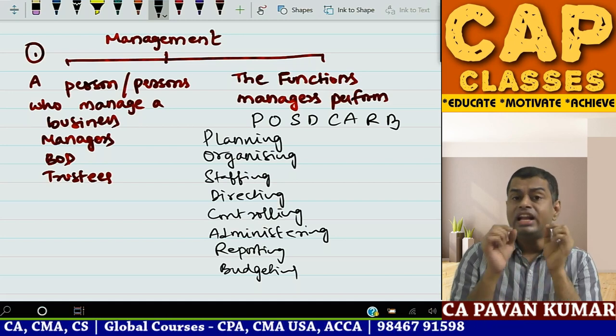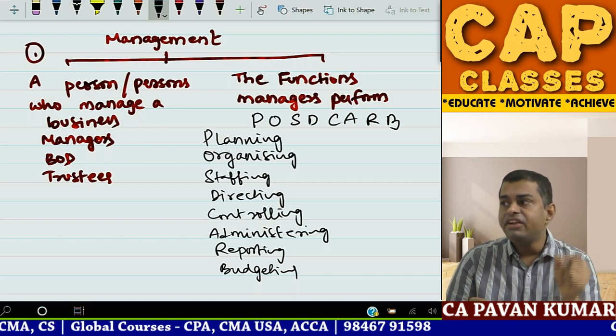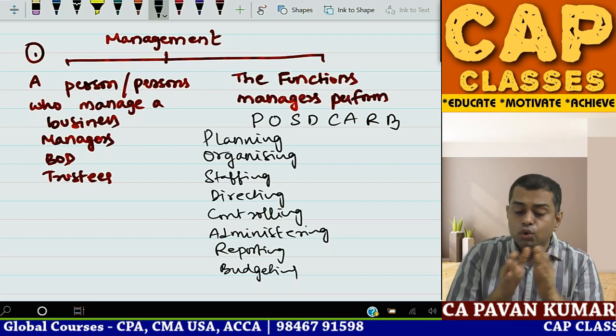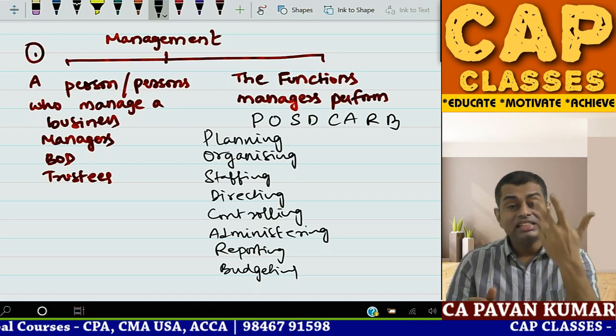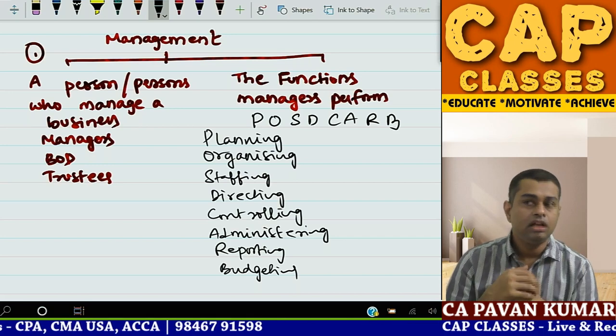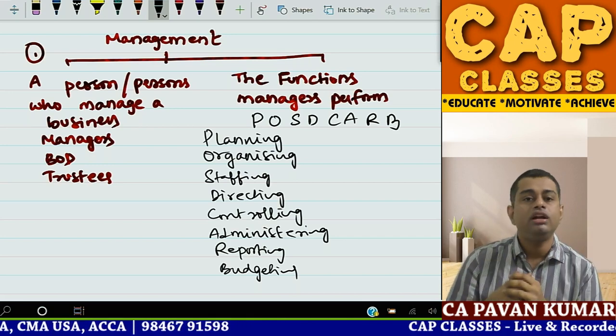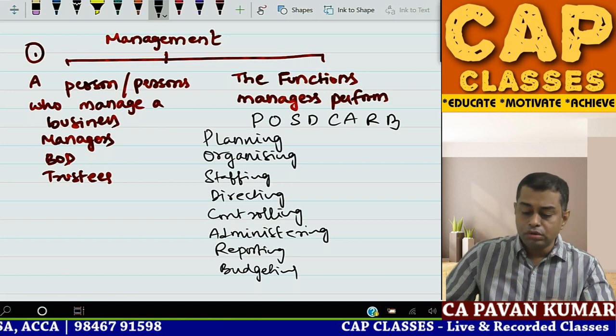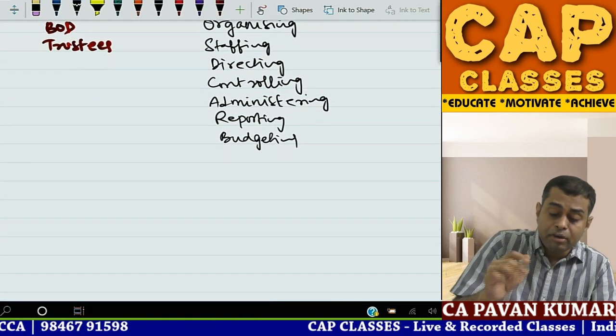Point number two, it refers to various activities and functions performed by various levels of managers, including planning, organizing, staffing, directing, controlling, administering, reporting, budgeting. That's all. So one question is over. This is question number one. Now, having understood this, let us go to strategic management. So question number one, we have seen management.